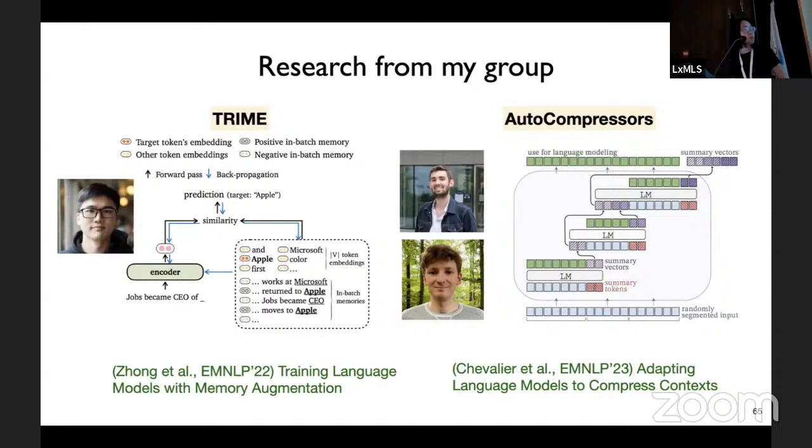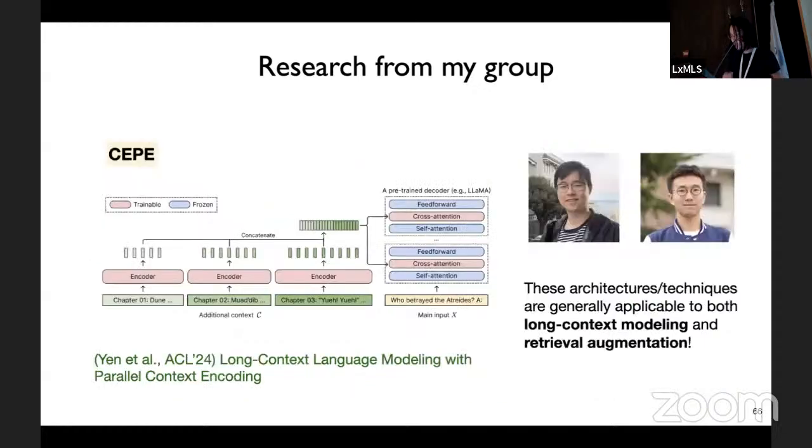Last year, we had this paper called AutoCompressors. The idea is also to use a recurrent structure, but we compress the long context into a fixed number of prompt vectors. This set of prompt vectors can be carried over to the next segment, and you can do this segment by segment to scale up to a very long context. We did experiments with Llama 2 models, and we were able to scale up to around 40,000 tokens with such an approach. Finally, this year, we also had another paper that will be presented in two months at ACL, called Long Context Language Modeling with Parallel Context Encoding.